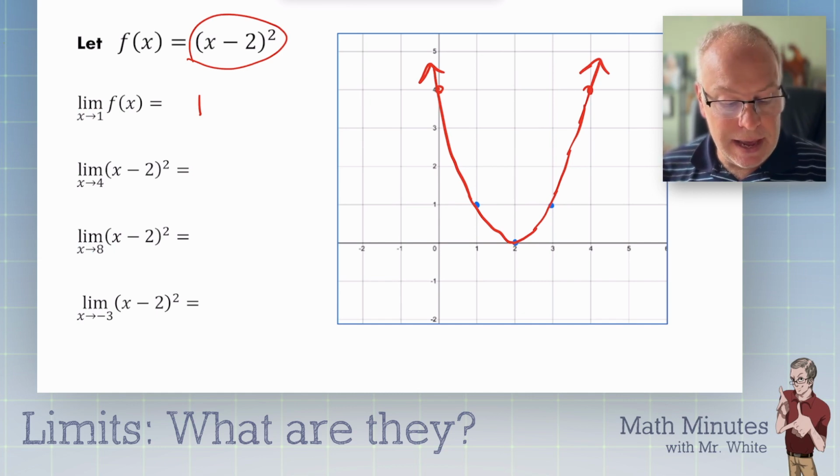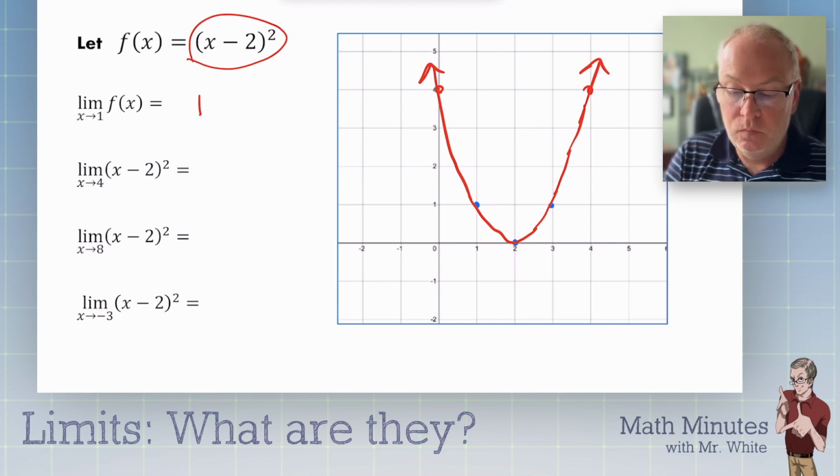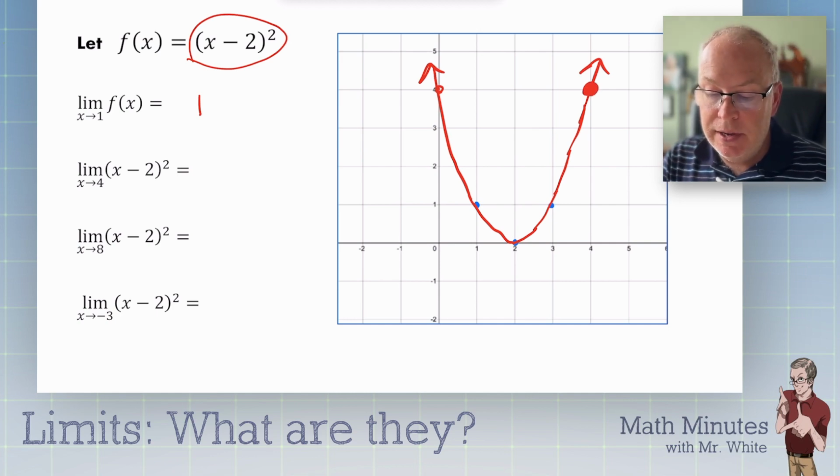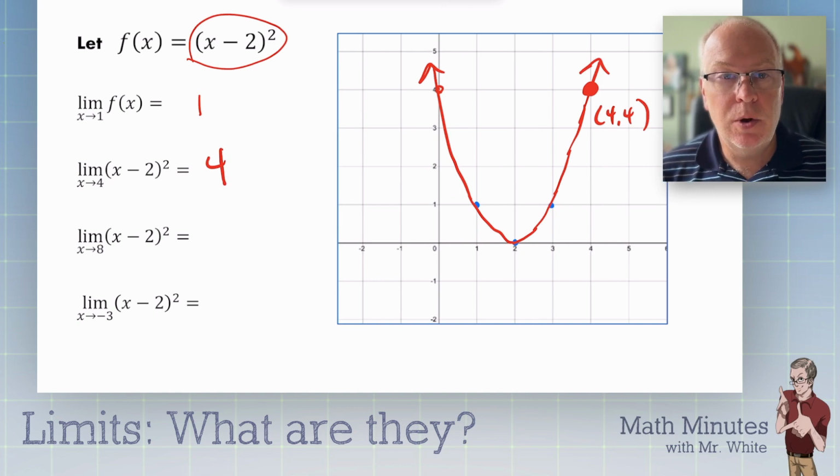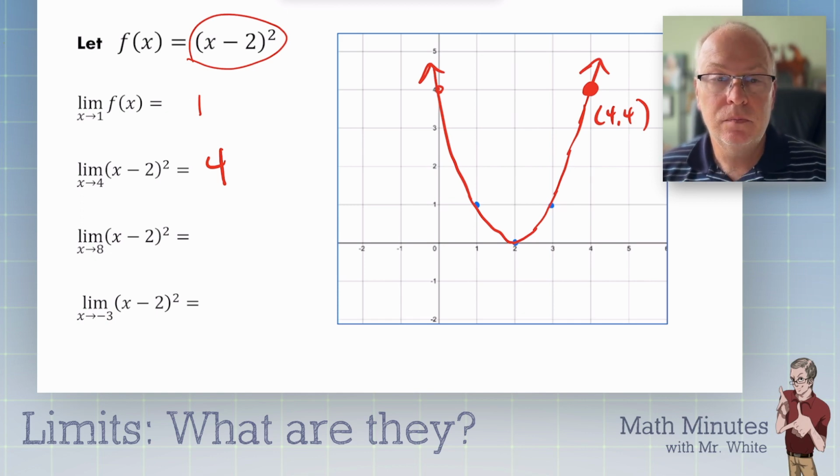What would the limit as x approaches 4 be? Well, you can look up here, can't you? And you see it's actually a dot. It's 4, 4. So we would say this approaches 4. Now here's where I'm going to get tricky on you. What about 8? That's off my grid. Can I do that right now? What do I do?